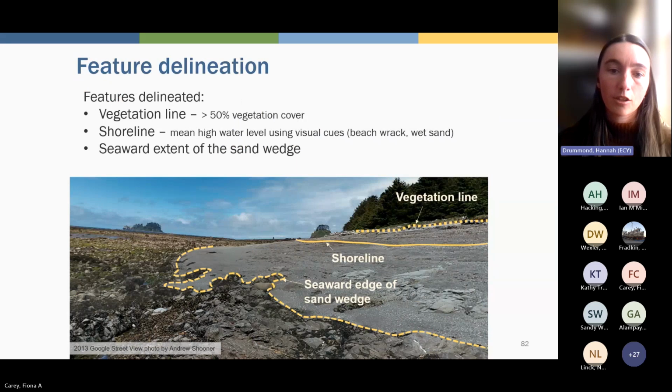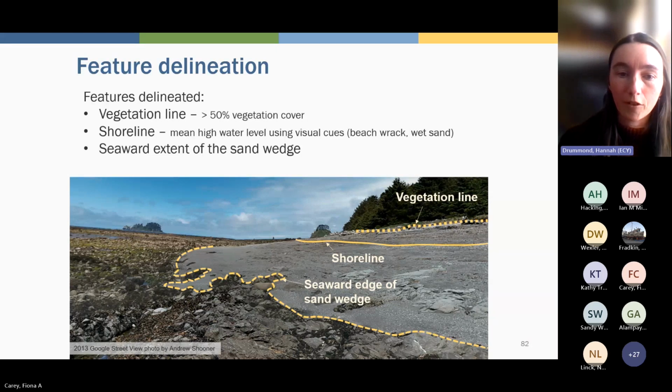We digitized 3 different features. I just showed you an example of the vegetation line, but in actuality, it was really hard to see the vegetation line in this area, partly because it was covered by vegetation. So we focused a lot on the shoreline for this study. We also digitized something that we call the seaward edge of the sand wedge. It was just the interface between the upper sandy beach and the lower rocky terrace. Next slide.